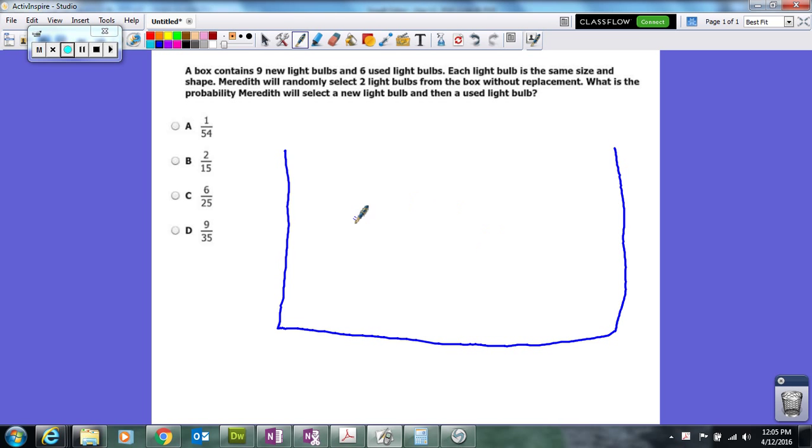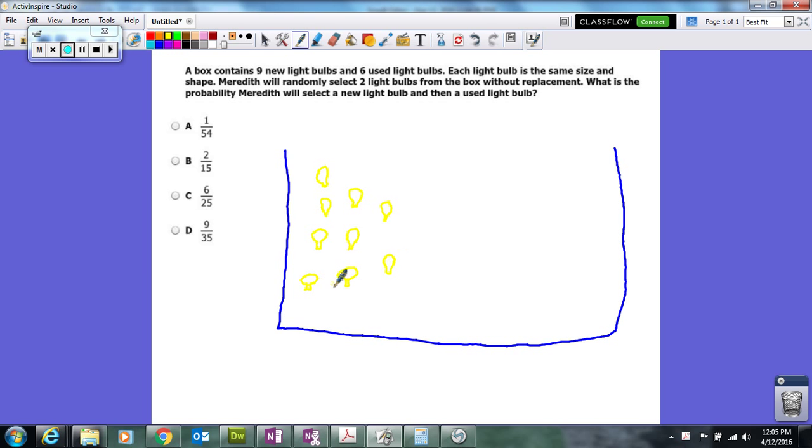Okay, and in the box we have 9 new light bulbs. So my new light bulbs I'm gonna draw with a yellow. So here's one light bulb, and here's a second one. These look like light bulbs. How about that? Is that better? There's 4 of them. 5, 6, 7, 8.